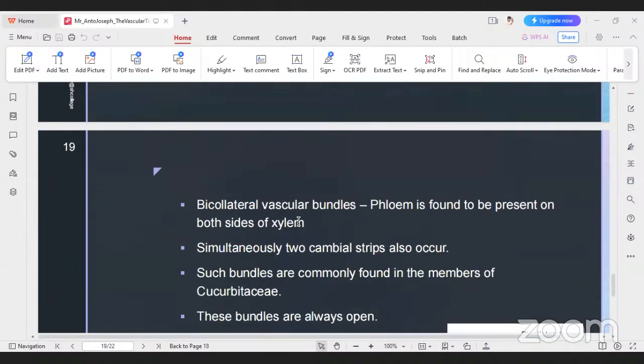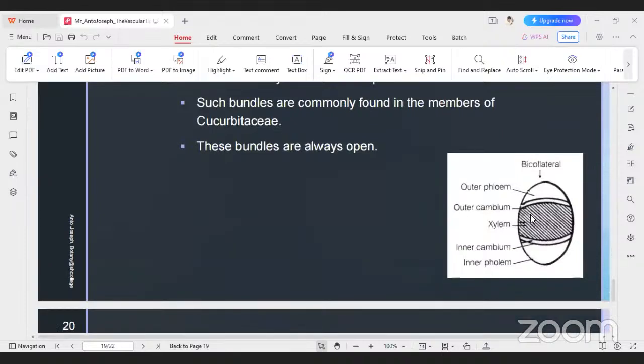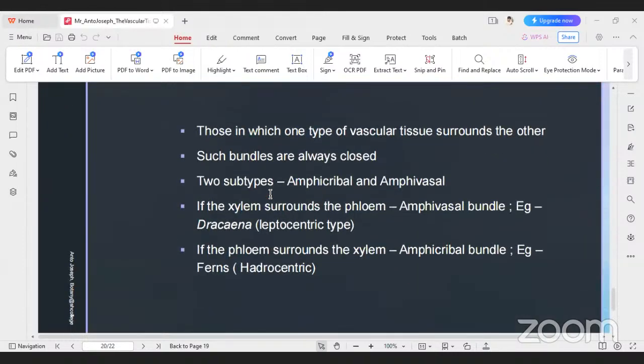Now bicollateral vascular bundle. Bicollateral means the phloem is present on both sides of the xylem. Xylem in the center, outer phloem, inner phloem. That is called bicollateral. Present in the Asclepiadaceae family and some Cucurbitaceae family. Concentric vascular bundle: these are the primitive type. Concentric is mainly present in ferns, Pteridophyta, and some dicot plants also.